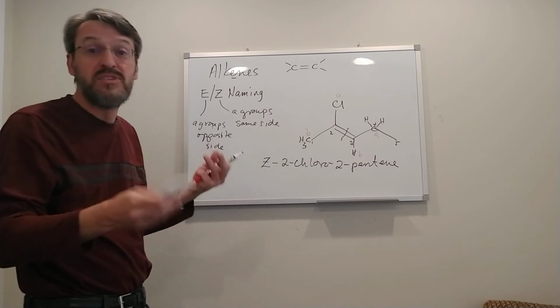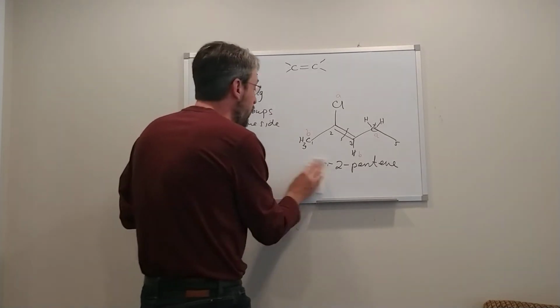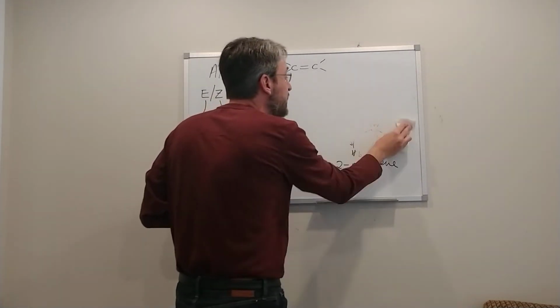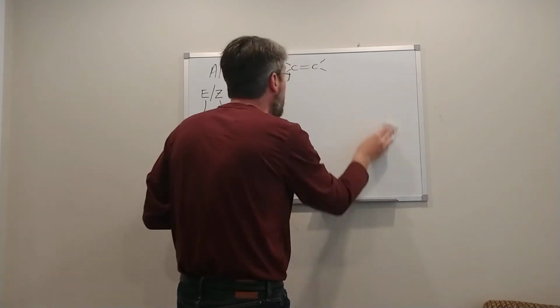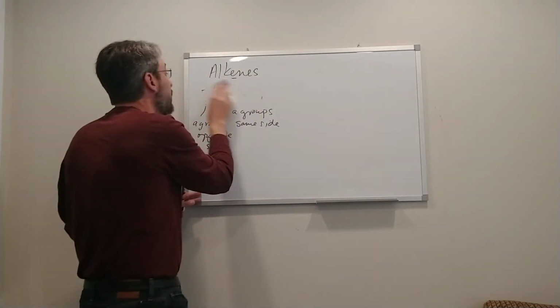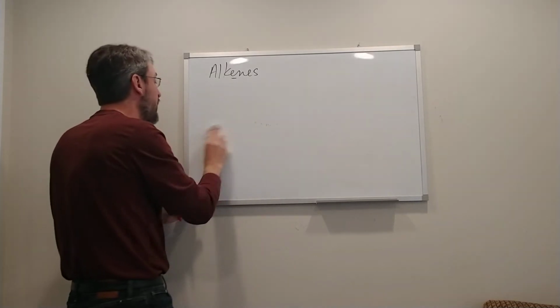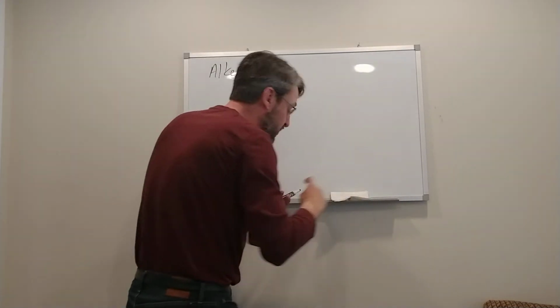So there's no cis, trans, no E/Z, nothing like that. But as long as the alkene is in the middle of the molecule somewhere, you are generally going to have E and Z. Now, there are of course exceptions to everything.